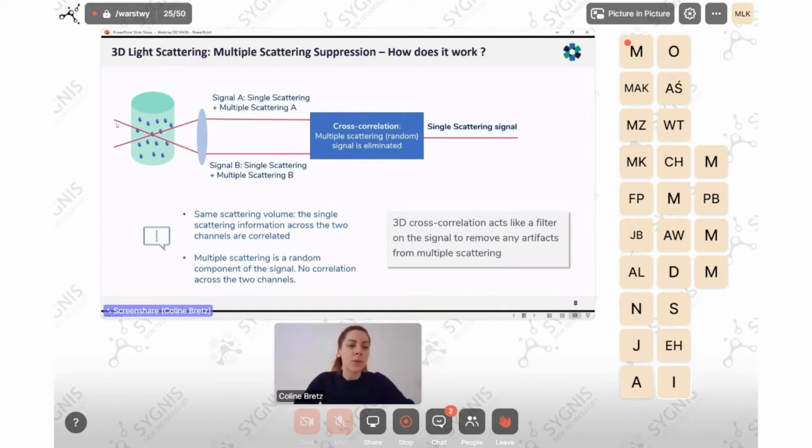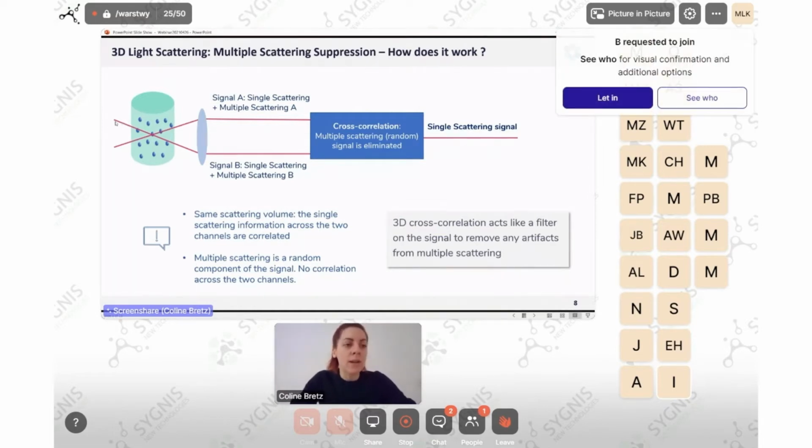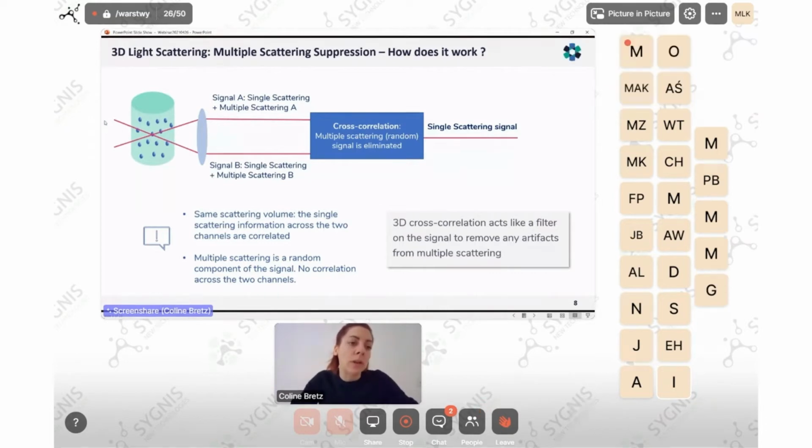We basically use two dynamic light scattering experiments instead of one. So you see two laser beams here arriving in the sample, crossing here, defining a certain sample volume. And then you have two channels. So you're going to harvest the light scattered on channel A and on channel B using two different detectors.